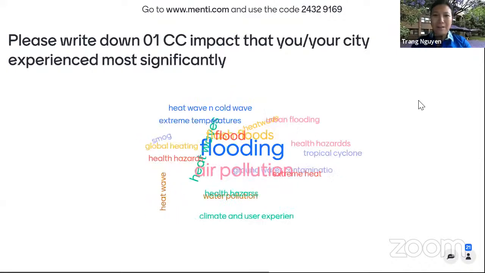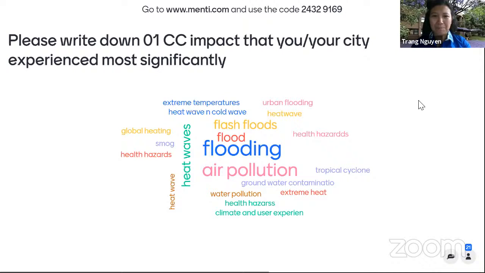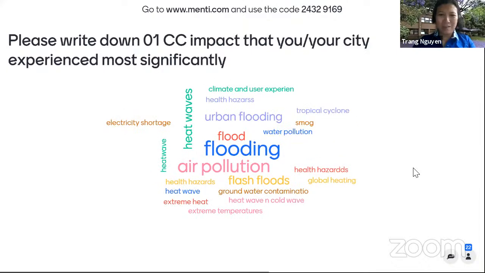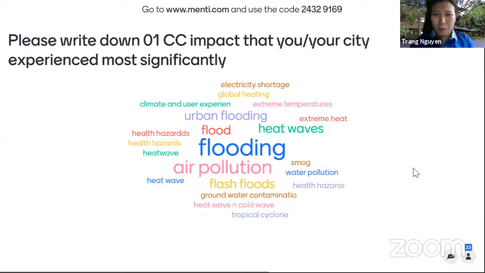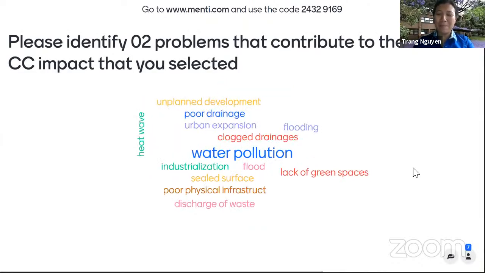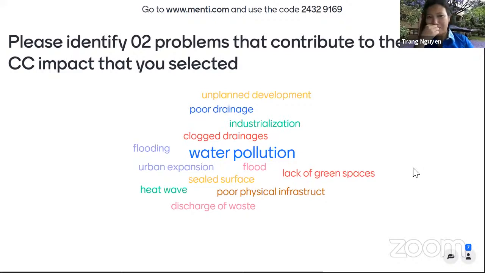Yeah, a very, very diversified set of impacts. I have to say that all of them are somehow connected, related to many others. Water pollution I see here as well, and again, groundwater contamination, global heating. Probably you mean global warming, the rising temperature everywhere. And yeah, let me move to the next one. We will get back to this set of impacts a bit later.